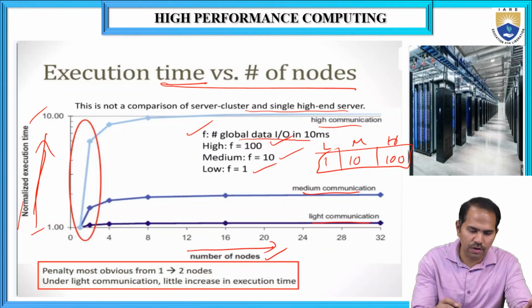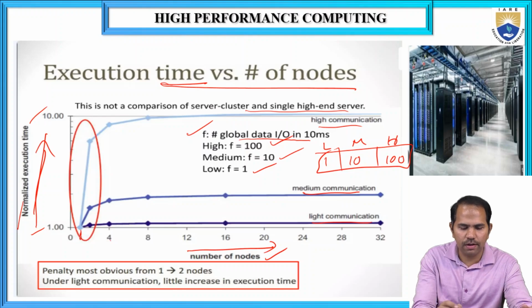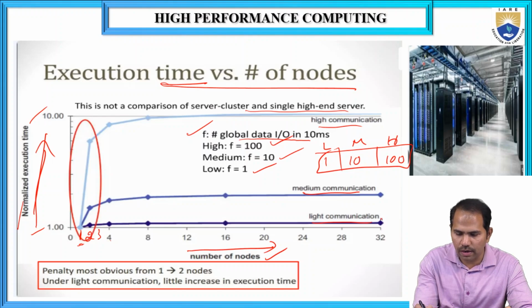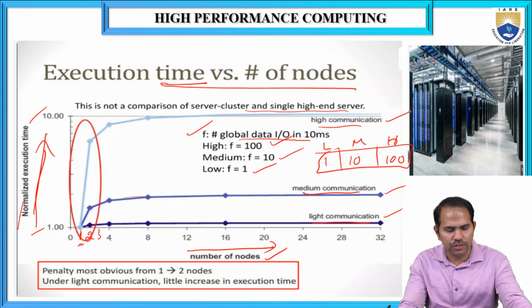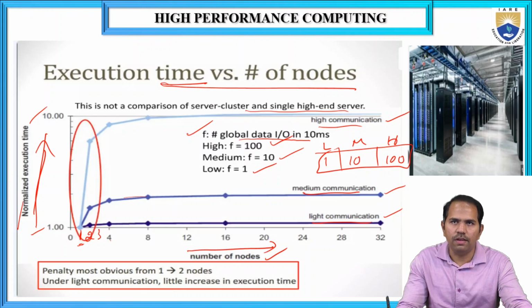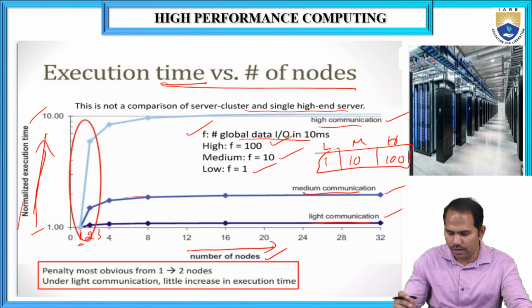As the systems increase, in the initial stages from 0 to 4 nodes it may be 1.23 and so on. This is light communication, this provides the medium, and then the high communications. So this is the performance, execution time versus number of nodes, in high performance computing in the cloud.